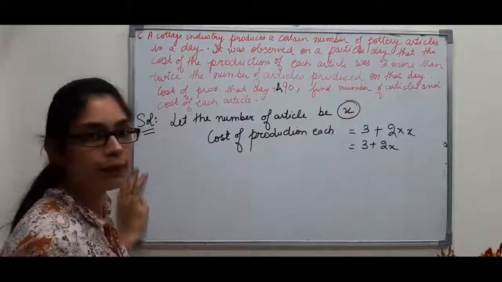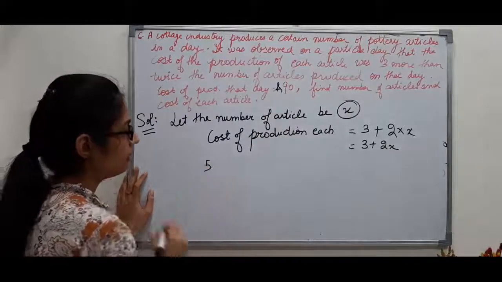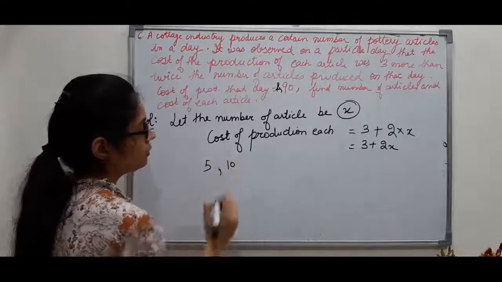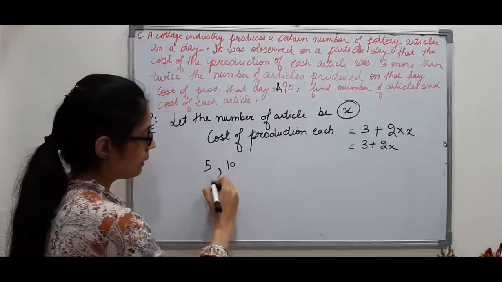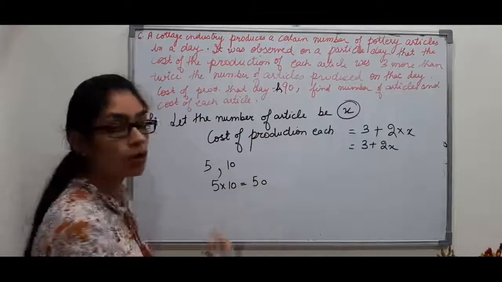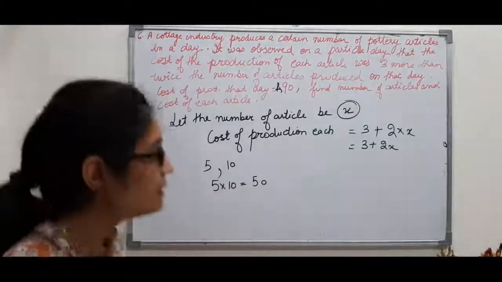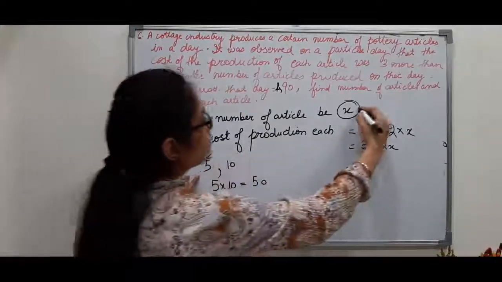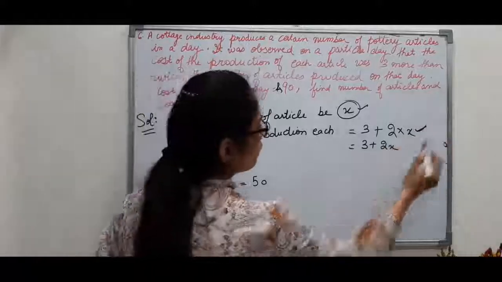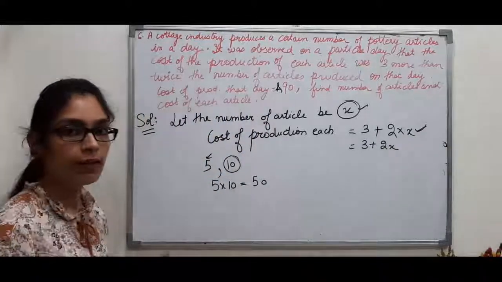I'll give you one example. If you have 5 pens and cost of each pen is 10 rupees. So you will calculate by multiplying 5 into 10. So it will be 50 rupees cost of all the pens. Same way, this 5 is this x, number of articles, and this 10 is this cost of one article.